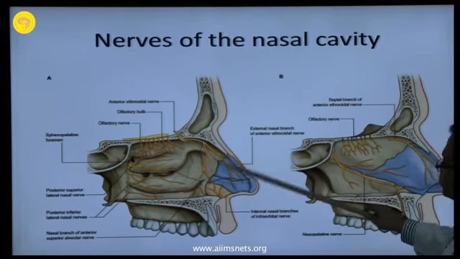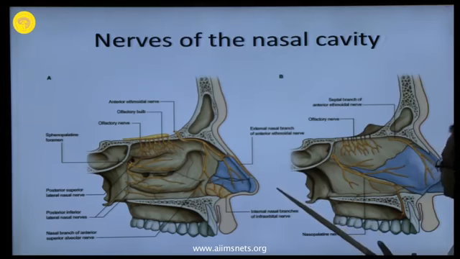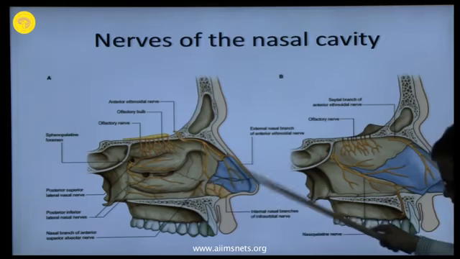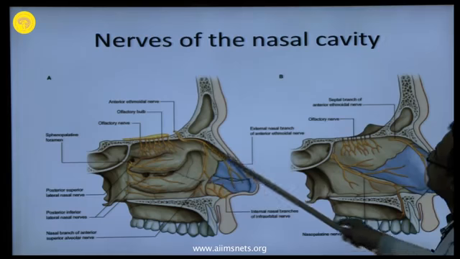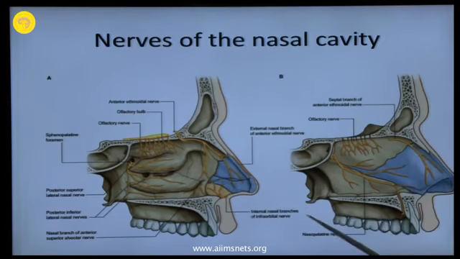And the mucosa is also very important, because there is mucociliary movement. That movement is towards the nasopharynx, so that secretions from the nose go to the nasopharynx. That is why the preservation of the mucosa is very important. The nasal septum, as shown here, is supplied by the nasopalatine branch of the pterygopalatine ganglion, a branch of the maxillary nerve.